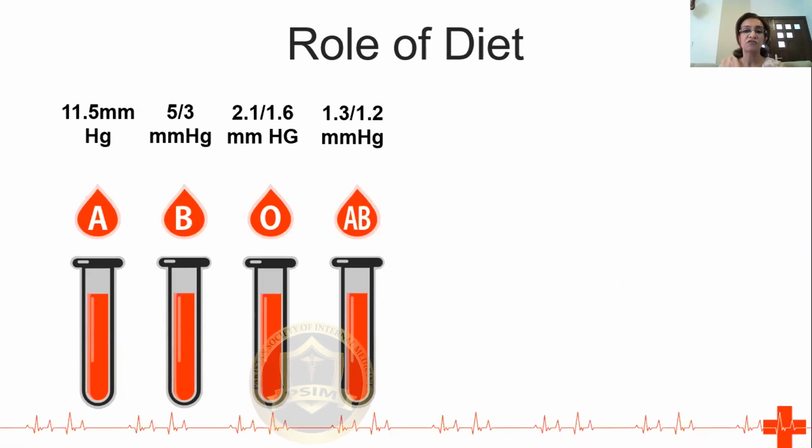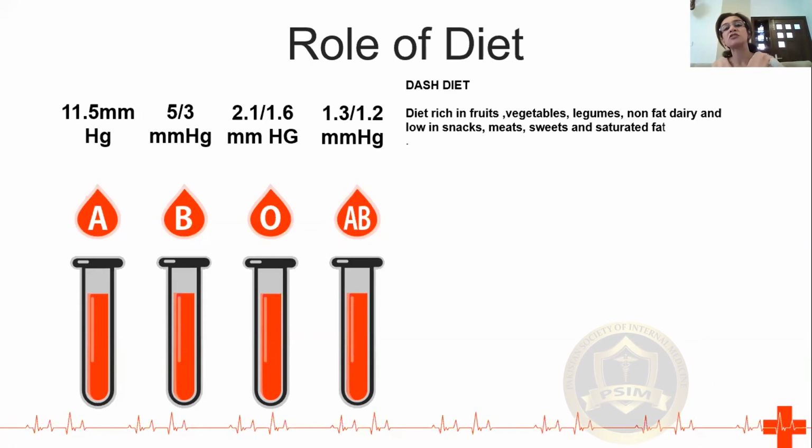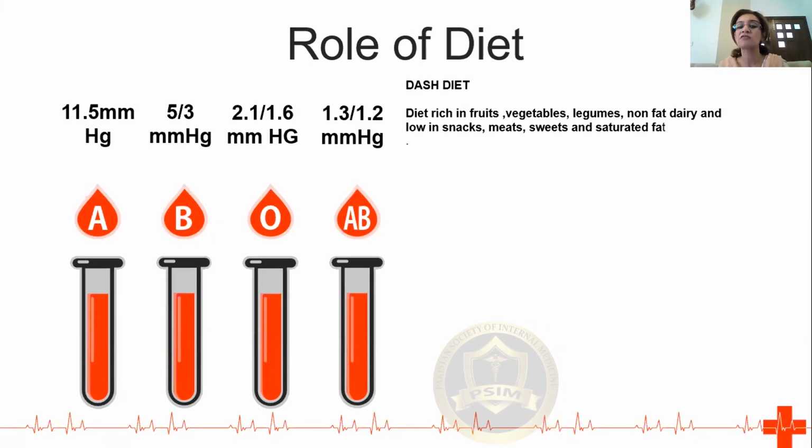So coming on to the role of diet. We all know the most famous is the DASH trial, that is the Dietary Approach to Stop Hypertension. This typically is a diet that is rich in fruit, vegetables, legumes, non-fat dairy, and is low in snacks, meat, sweets, and saturated fat. Now, when we talk about a diet that's rich in fruit, we're referring to 4 to 5 servings every day of fruit, and each serving constitutes one medium-sized fruit. We're talking about 4 to 5 servings of vegetables, which is around half a cup of cooked vegetable.